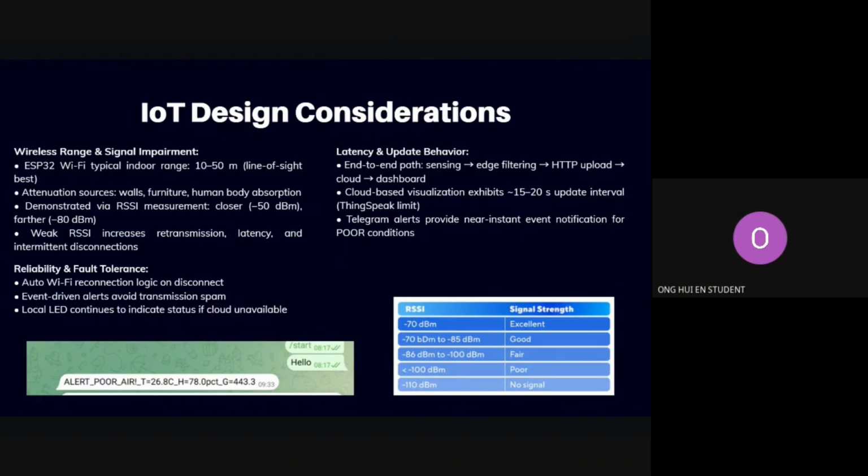And this is a diagram showing that Telegram sends the notifications when the air quality is poor. And this is the range for the signal strength.